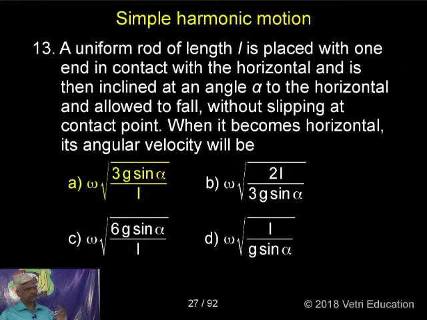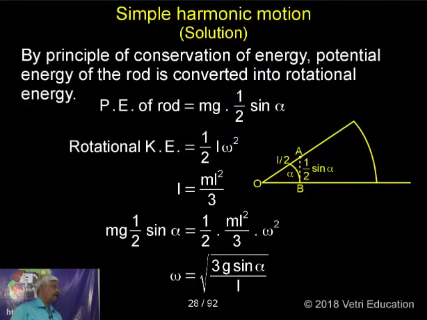This is also like a conical pendulum. The rod, if it rotates and comes to this position, what is the angular velocity? The diagram I have already given.